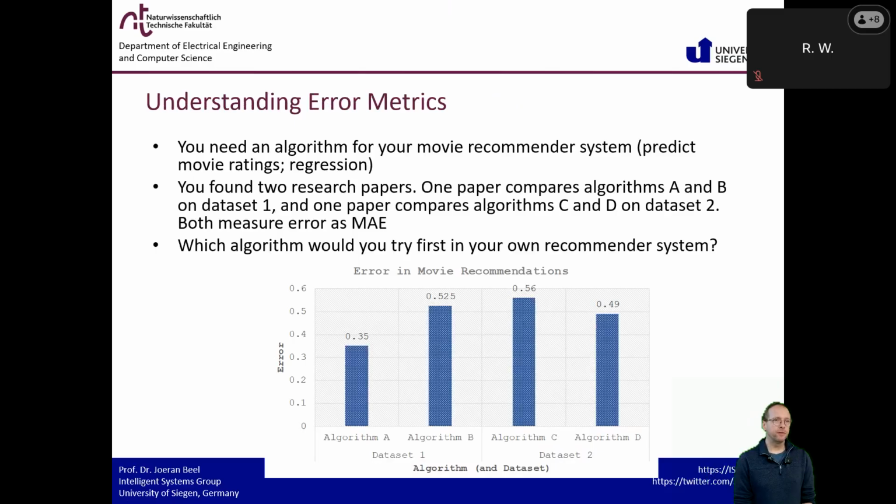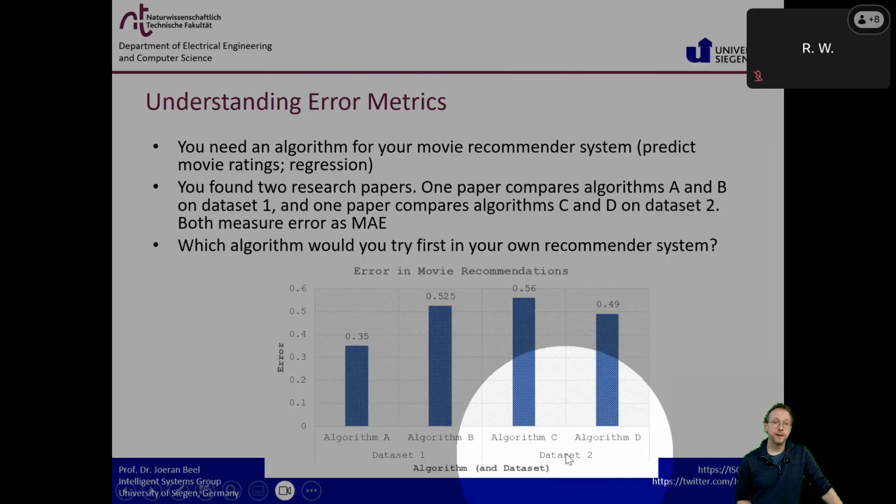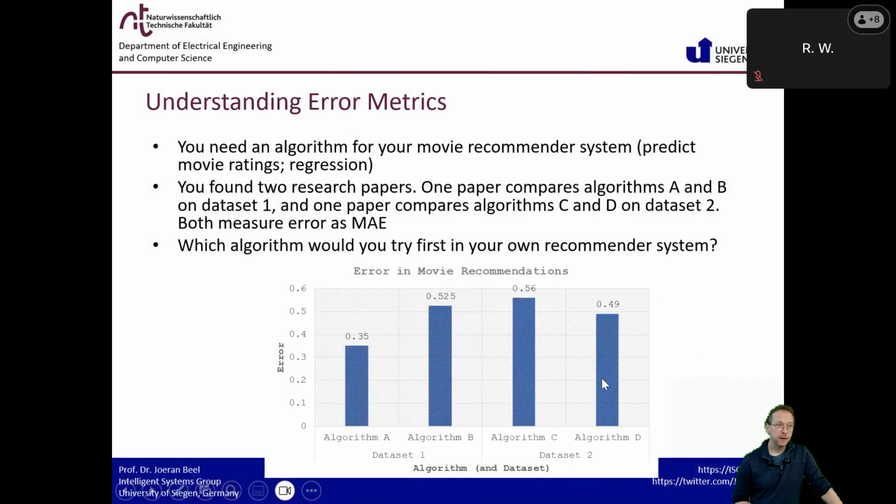Assume you need an algorithm for a recommender system or whatever. You found 2 research papers, and each paper has evaluated 2 algorithms on a data set. So this is paper 1 that evaluated on one data set this algorithm and this algorithm. This is paper 2 that evaluated on a different data set, this algorithm and this algorithm. They used mean absolute error. Which algorithm would you try first in your recommender system? There's a Mentimeter on the next slide. Look at this first for a second. You can get out your phones or laptops already.